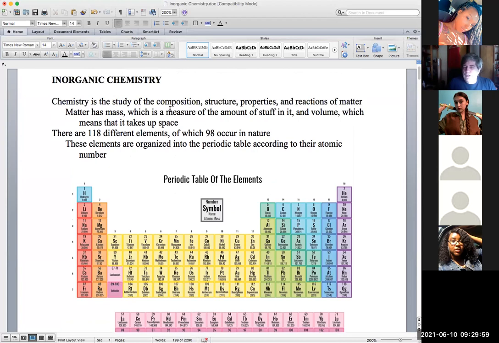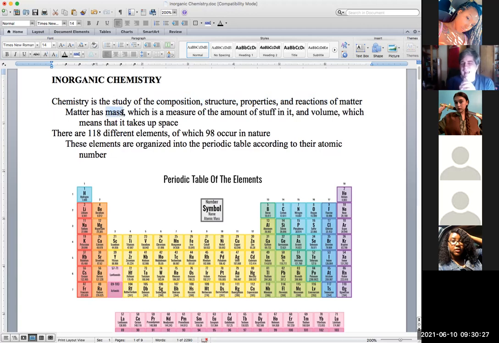So when we look at chemistry, chemistry is the study of the composition, structure, properties, and reactions of matter. If we look at the universe around us, the entire universe is made of 2 types of stuff. One of these things is matter, and the other thing that makes up the universe is energy. Now, matter has 2 properties.